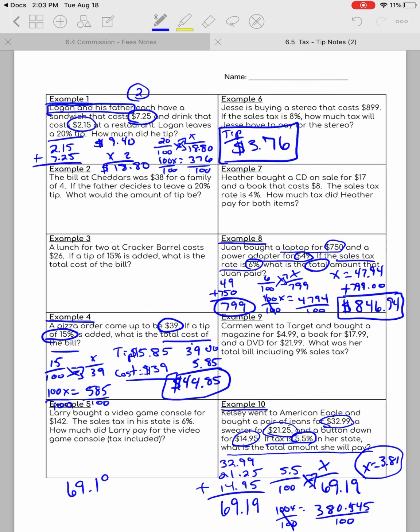We can, right? We can take this and add it to the 69.19. So 69.19 plus $3.81 means she spent, carry the 1, carry the 1, carry the 1, and 7. She spent $73 even. Okay, folks, that's your lesson on tax and tip.